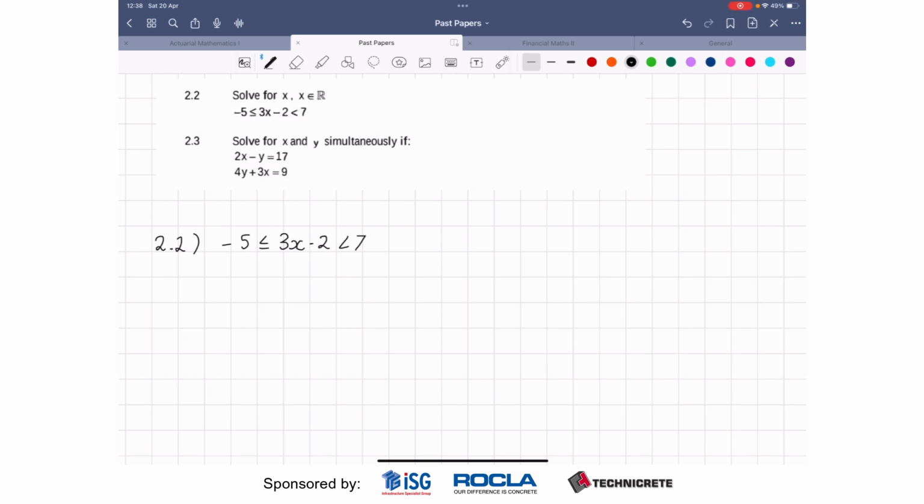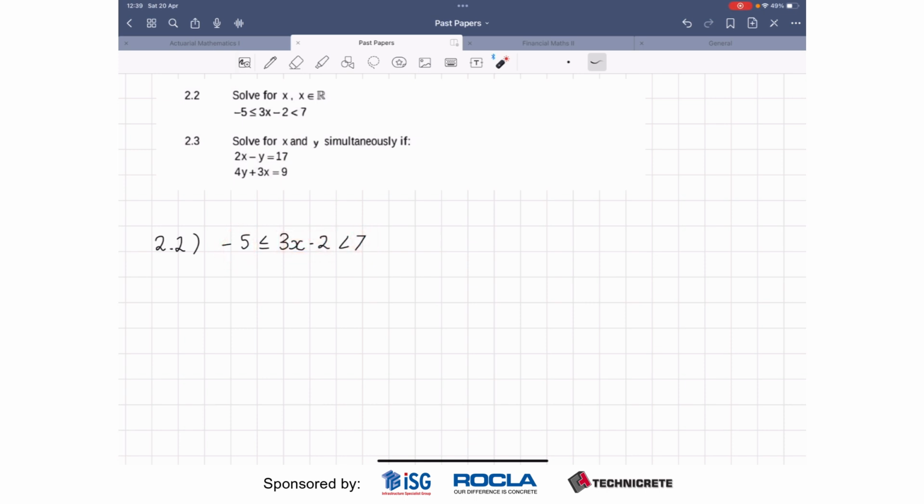And we're asked to solve for x, and we're told that x is a real number. Okay, so when I have an inequality, I'm going to solve it in the same way as I would a regular equation, except that everything that I do in the middle, I'm going to do on this side, and I'm going to do on this side.